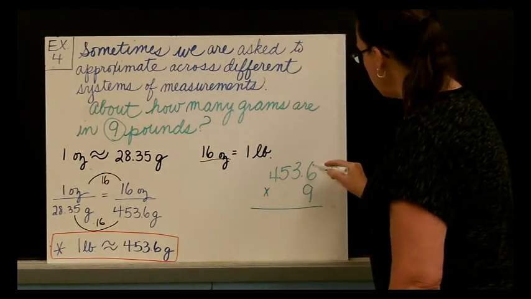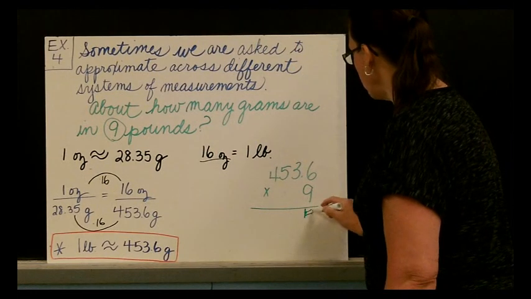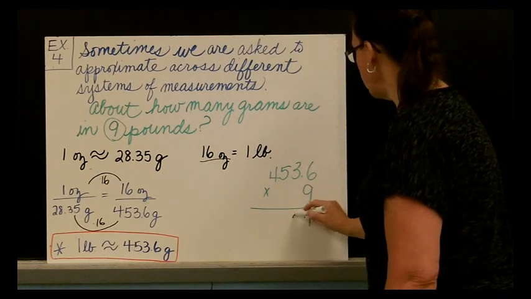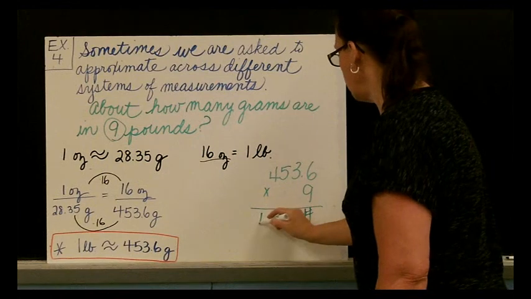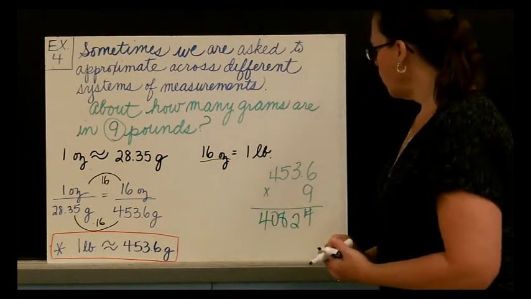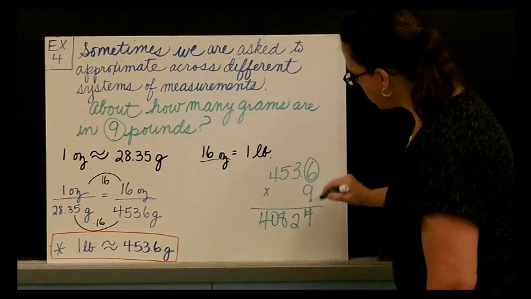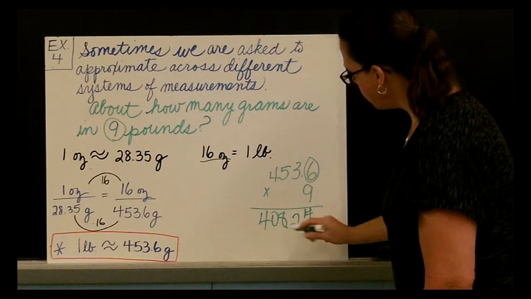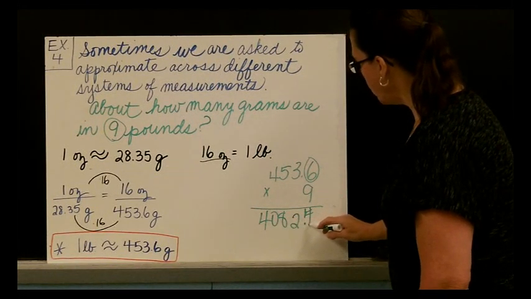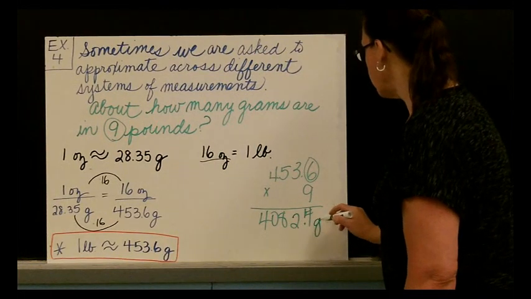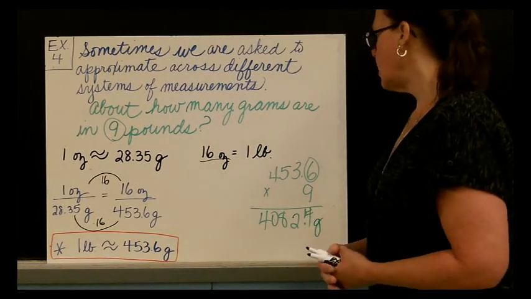9 times 6 is 54, carry the 5. And I get 40824. I remember to count this 1 decimal point. Here we go. 4,082.4 grams, approximately, in 9 pounds.